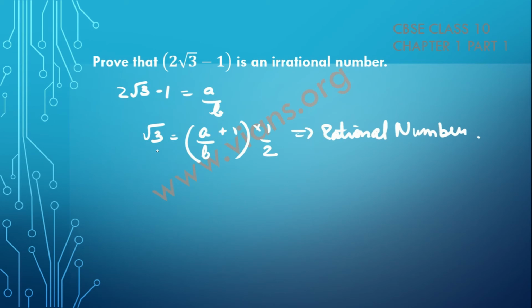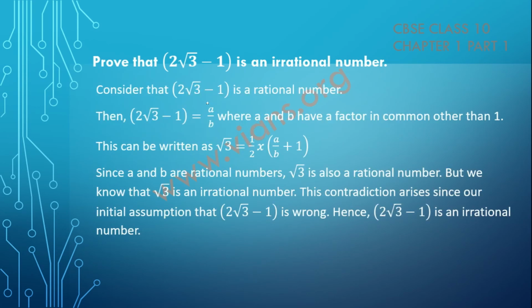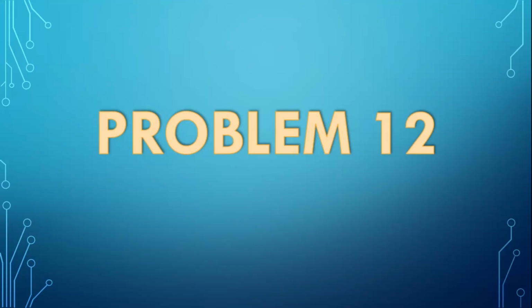Therefore that particular contradiction arises because our initial assumption that 2 root 3 minus 1 was rational was wrong, and therefore 2 root 3 minus 1 is irrational. So that's exactly what I have explained over here. All right, so we can go through this if you have any other questions. And we're coming next to problem number 12.